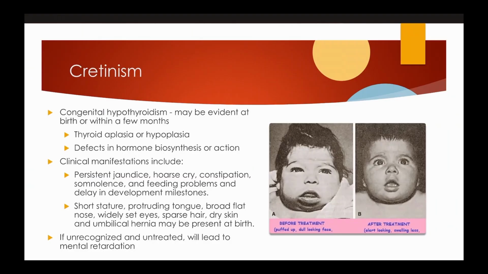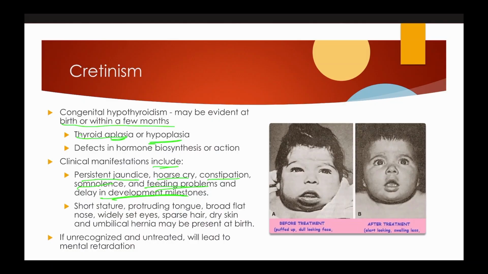So there's cretinism, maybe evident at birth or within a few weeks. Thyroid aplasia or hypoplasia. The thyroid gland didn't develop right or didn't develop at all. So we have issues with thyroid hormone now. Clinical manifestations include persistent jaundice, hoarse cry, constipation, somnolence, feeding problems, delay in developmental milestones.